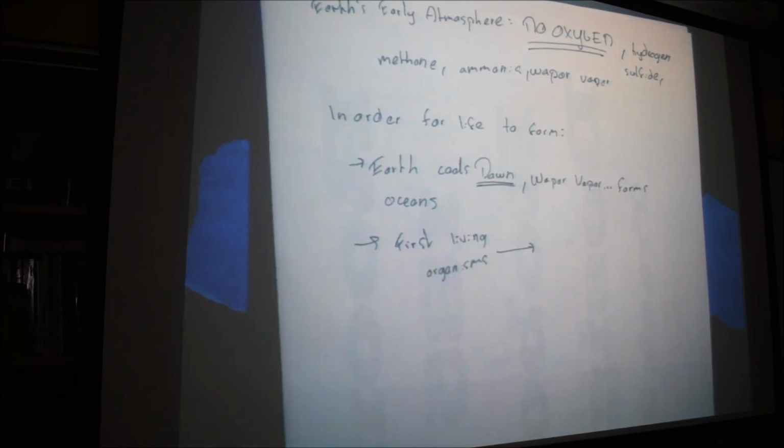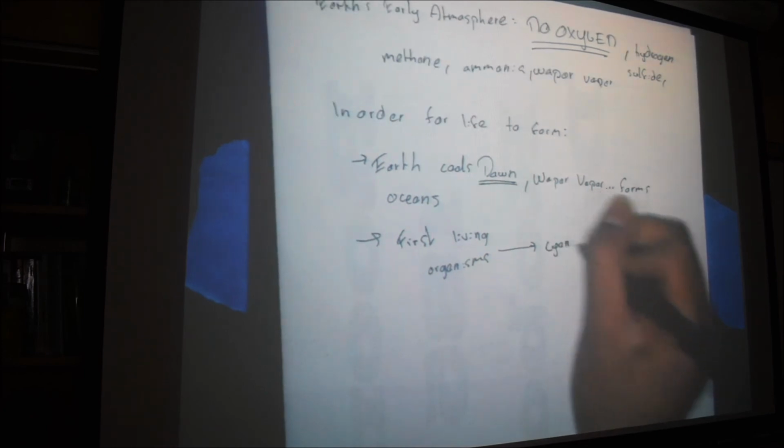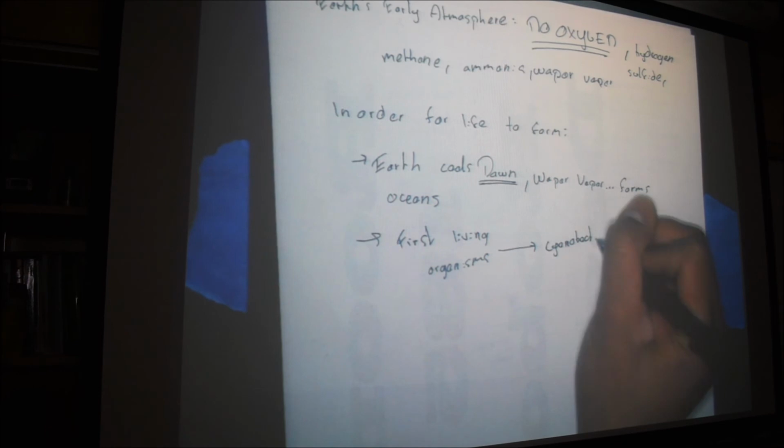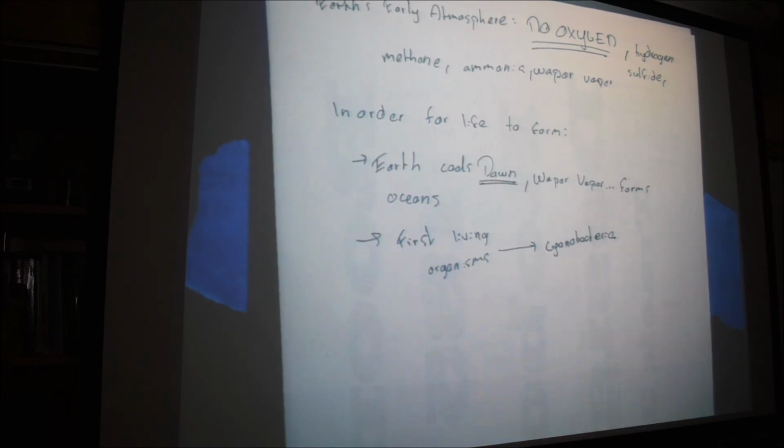Now, some of the first living organisms were cyanobacteria. And cyanobacteria were cool because they could perform photosynthesis. So now you have photosynthesis going on. That's a good thing. Now let's keep on talking, right?